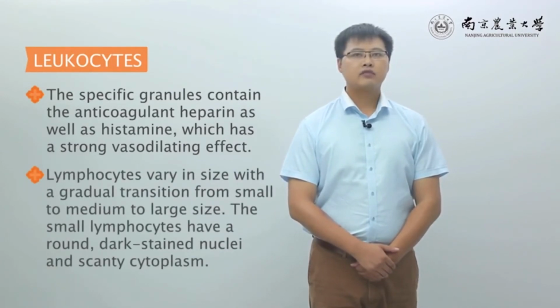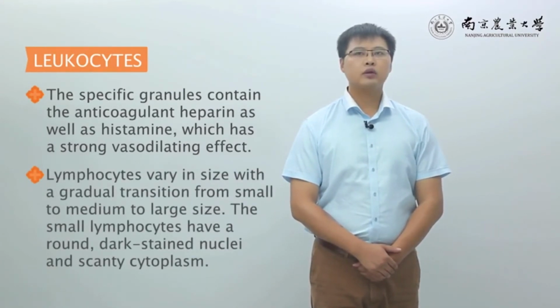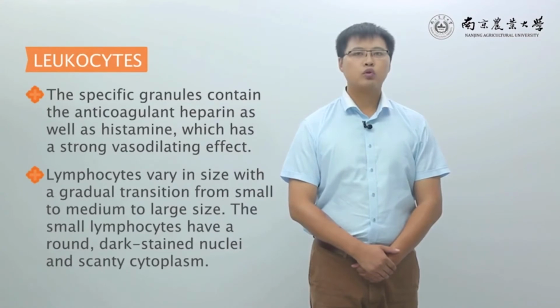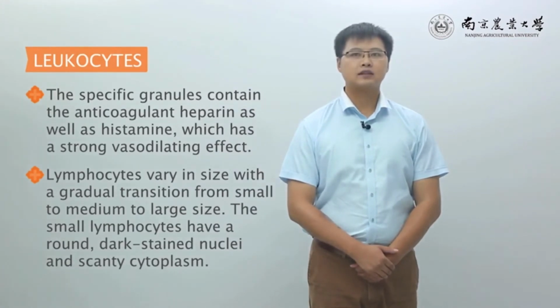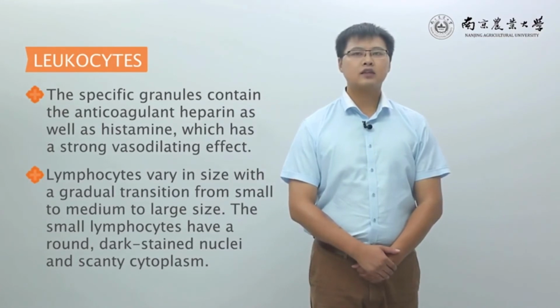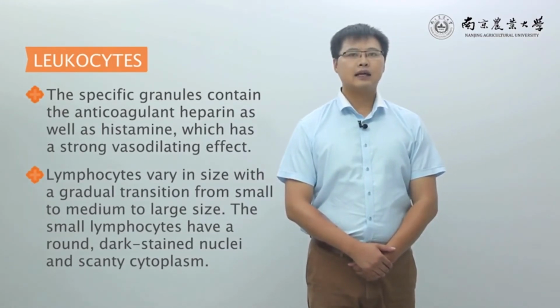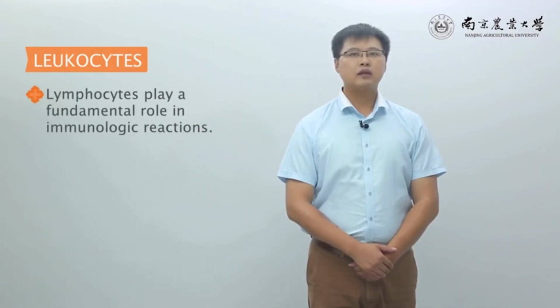The lymphocytes vary in size with gradual transition from small to medium to large size. The small lymphocytes have a round, dark-stained nucleus and scanty cytoplasm. Lymphocytes play a fundamental role in immunological reactions.